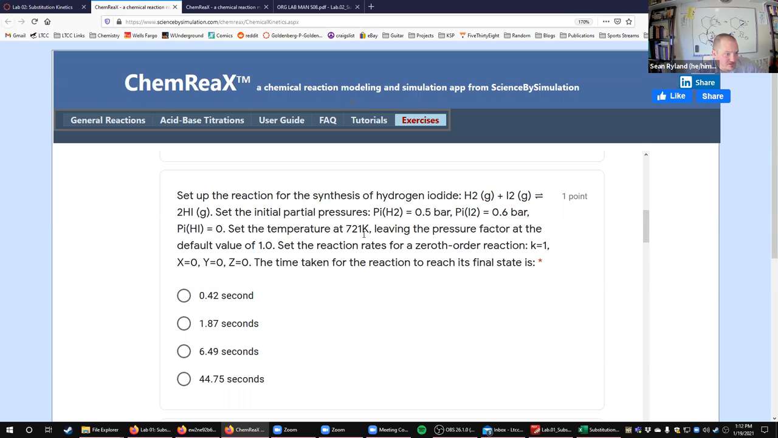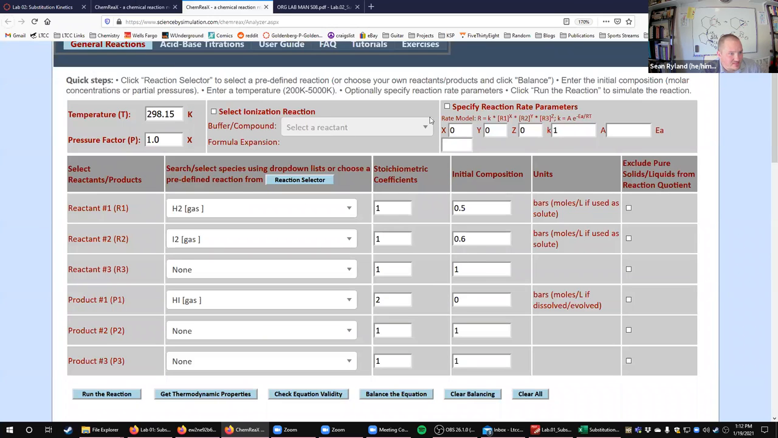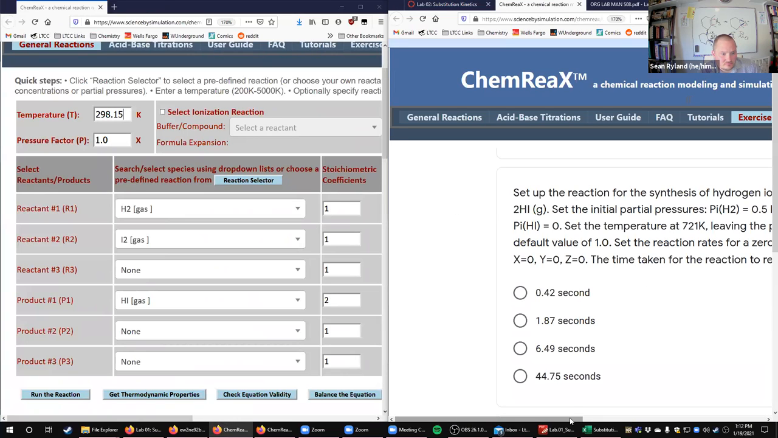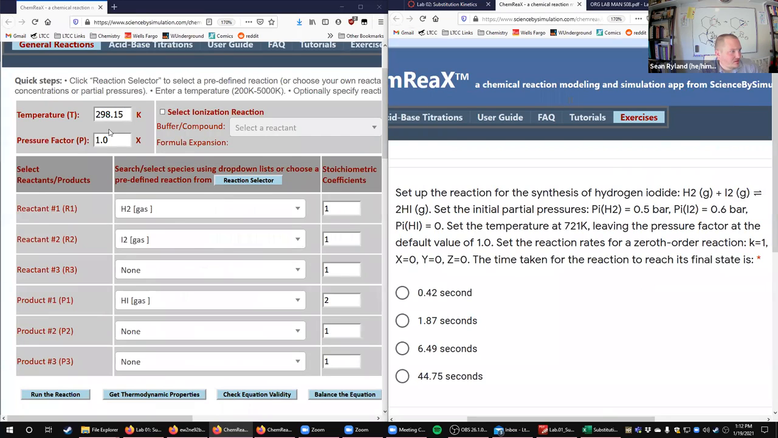We want to set the temperature to 721, leaving the pressure factor at the default of 1.0. That has to do with the kinetic constant at the beginning. Remember that the rate constant equals A times e to the minus delta E. And so we can set all that. Pressure factor default. Set the reaction rate for a zeroth order reaction, k equals 1, 0, and 0.